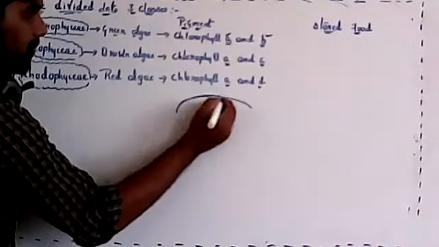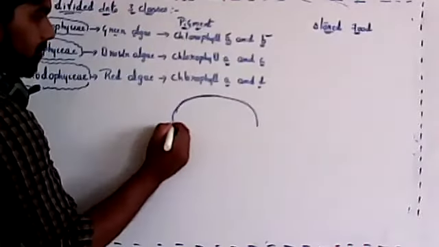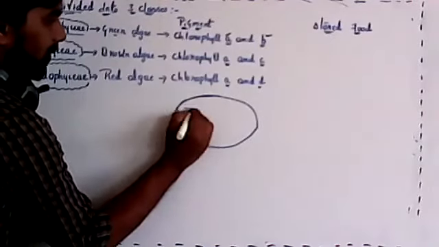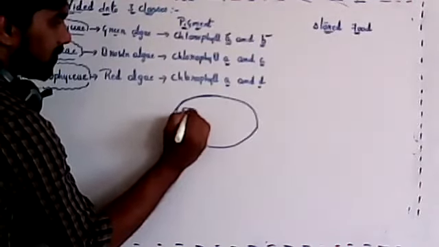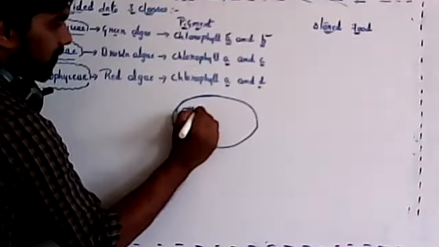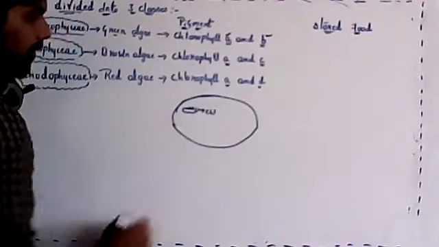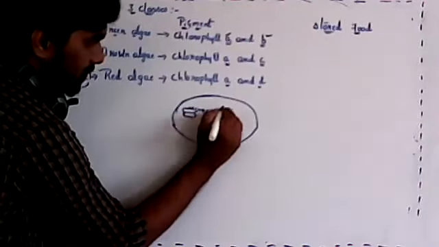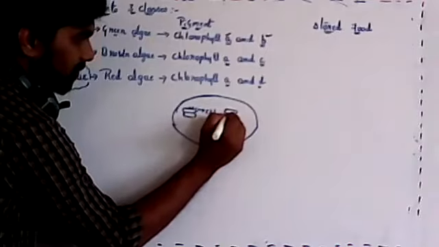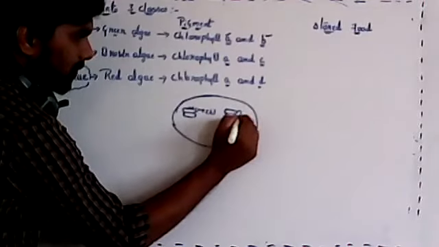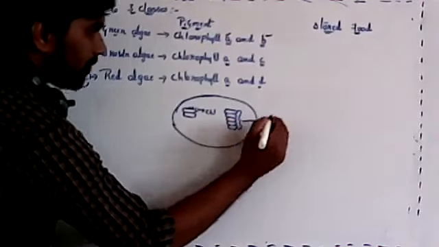So inside the chloroplast, it has a double membrane, outer membrane and inner membrane. Then inside there will be thylakoids. On the surface of this thylakoid, chlorophyll pigment will be present. So inside the chloroplast you have thylakoids. This single unit is called a thylakoid, and if they are present in a group, this whole structure is called a granum.